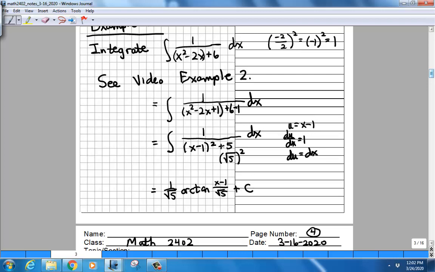So you can go ahead and make this substitution. Substitute u for the x minus 1, and then substitute du for dx, and carry out the integration using the arctangent, and then undo the substitution. Undo this substitution, and you'll end up here with your antiderivative, 1 over square root of 5 times the arctangent of x minus 1 over square root of 5.